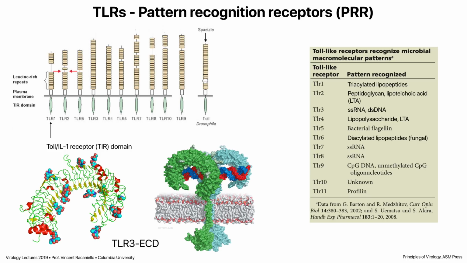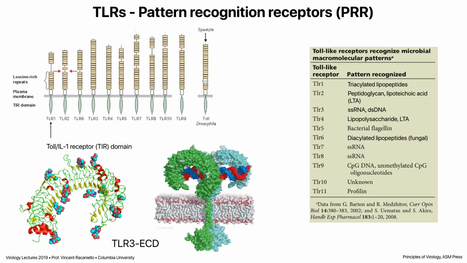Here's the original Toll gene from Drosophila on the right. And on the left, TLR1, toll-like receptor 1 through 10. And you can see they all have a similar structure. There is a cytosolic domain called the TIR domain, which stands for Toll IL-1 receptor domain. And then there are a series of leucine-rich repeats that constitute the extracellular part of these molecules.